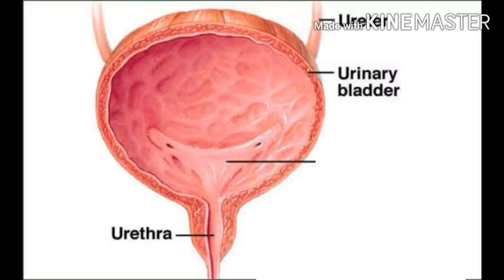The urethra is a thin muscular tube that leads from the urinary bladder and transports and discharges urine outside the body. The release of urine from the urinary bladder through the urethra to the outside of the body is called urination.